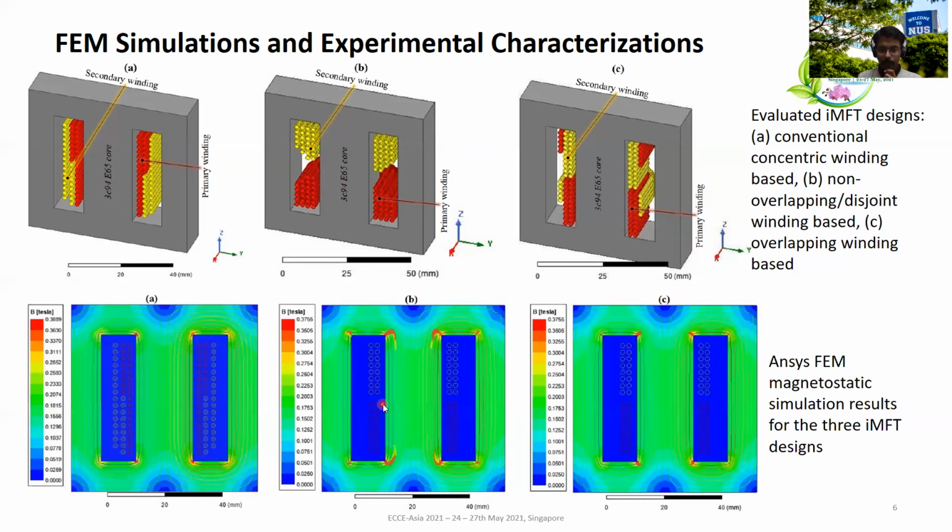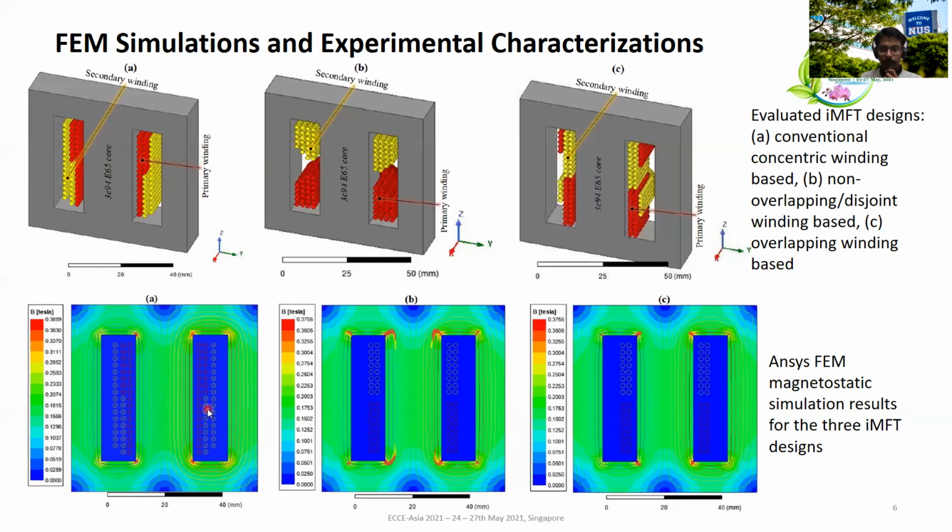So it's better to depend on FEM simulations for getting an accurate value before we go on and develop the prototypes. So the ANSYS FEM magnetostatic simulation results are shown here as a visualization in terms of the magnetic energy density or magnetic flux density. So it's expressed in Tesla.